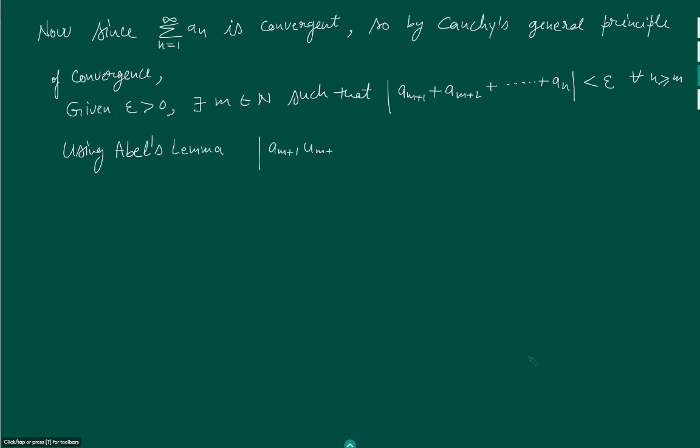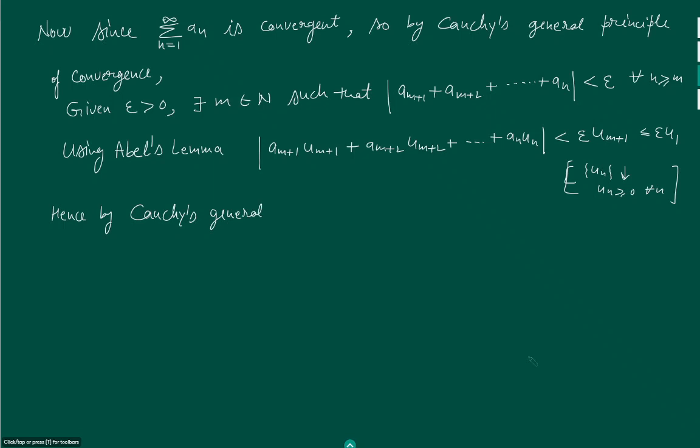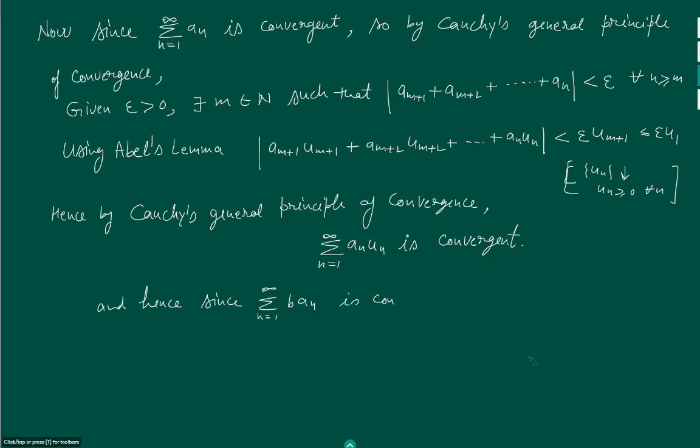Now using Abel's lemma, Am plus 1 Um plus 1 plus Am plus 2 Um plus 2 plus up to An Un would be less than epsilon times Um plus 1, which is less than epsilon times U1, because Un is a monotonically decreasing sequence of positive terms. So using Abel's lemma we have got this result, and that means by Cauchy's general principle of convergence, the series summation An Un is convergent.